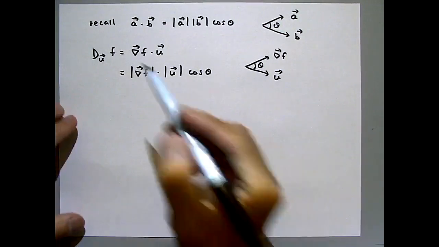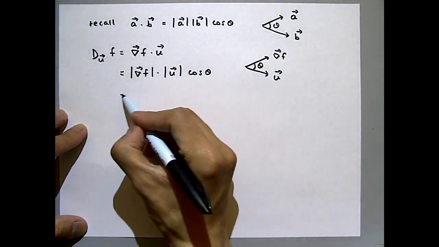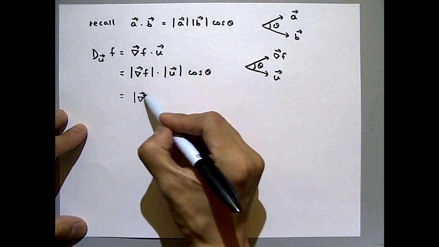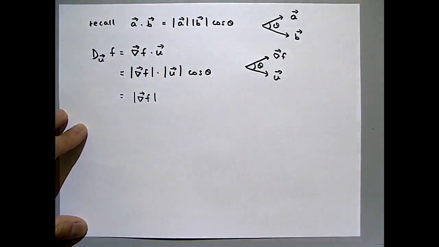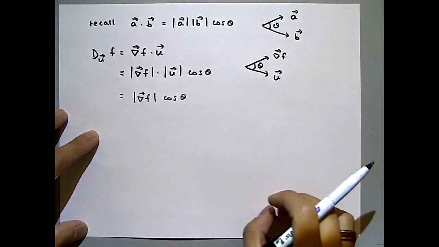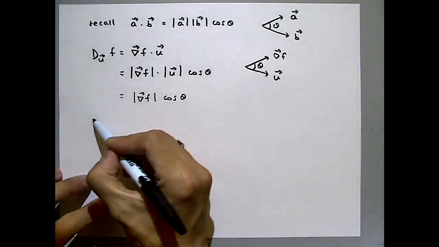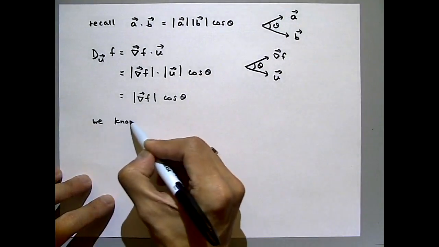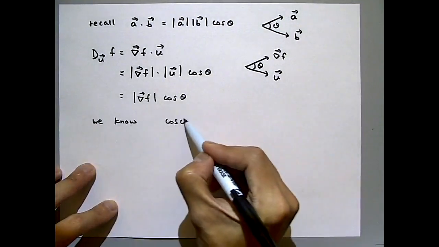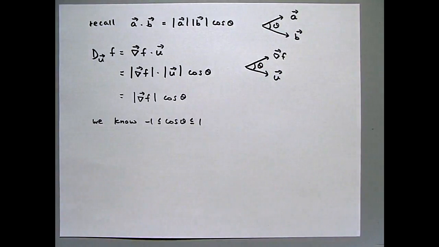Right? What's the magnitude of u? 1, right? It's a unit vector. So this is simply the magnitude of the gradient vector times cosine of theta. Okay? And we know cosine is always between -1 and 1. It'll get no bigger than 1 and no smaller than -1.